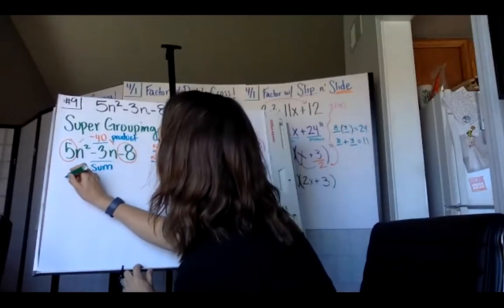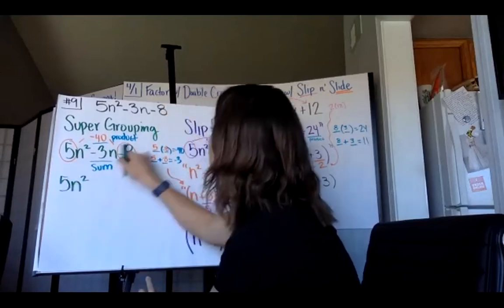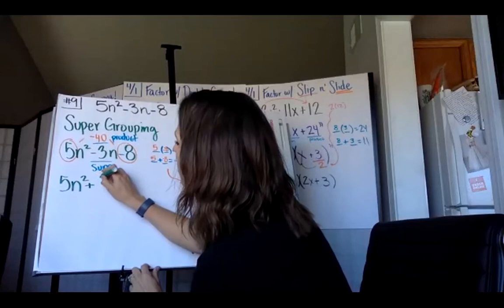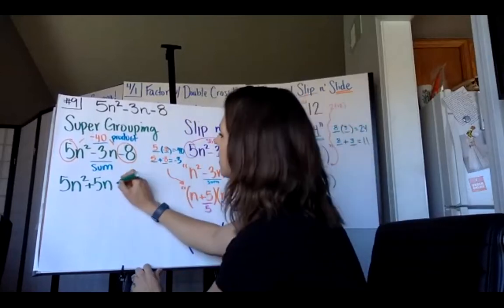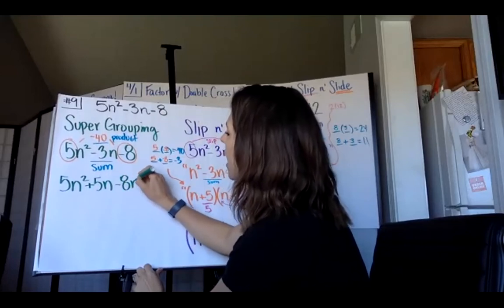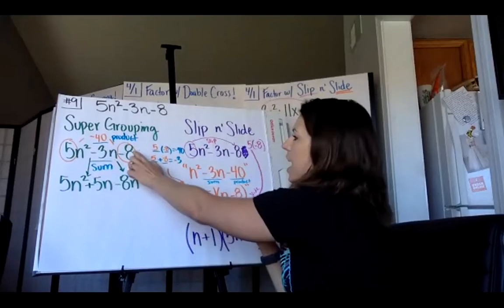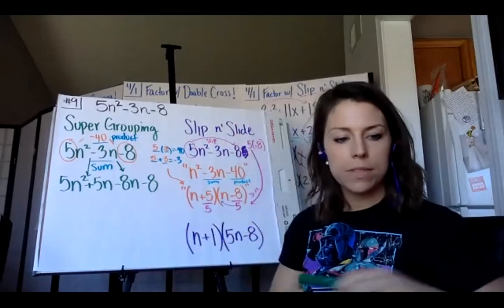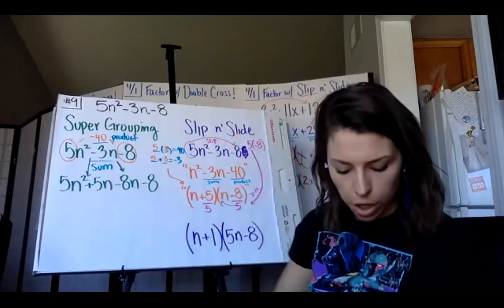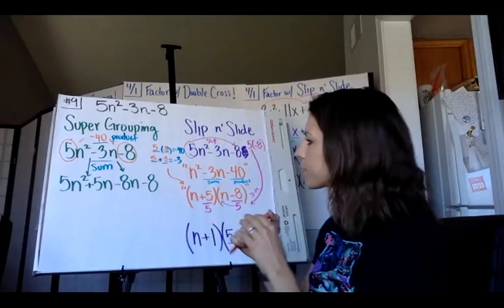Okay, here we go. So now we rewrite it using 4 terms. Our first term is 5n squared. Second term is going to be a positive 5n because our P's and Q's was 5. Third term is going to be a negative 8n. So basically all we're doing is splitting up that middle term, and we bring down the minus 8 at the end. So now that we've split it up into 4 terms, we can go in and factor by grouping.